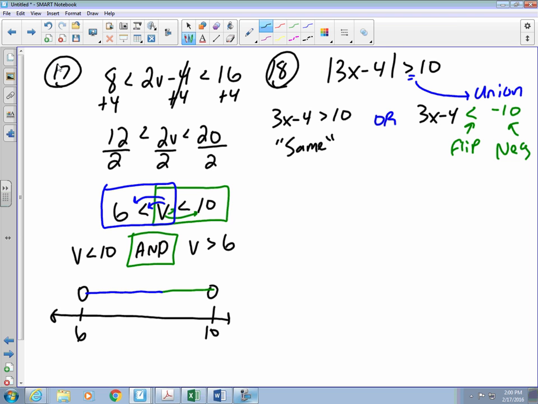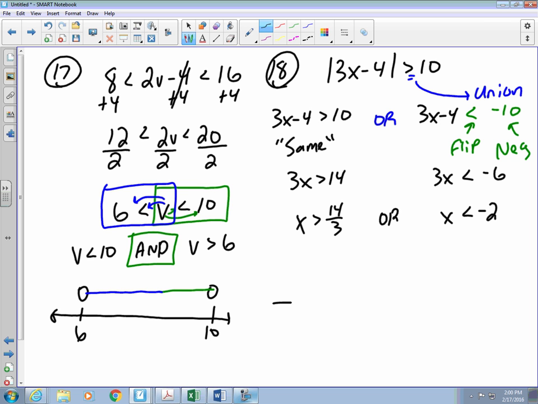Now, on the graph, it's going to do the complete opposite as intersections. It's going to go in two separate directions. Again, I'm adding 4 to both sides and dividing by 3. And then I just bring down that or.